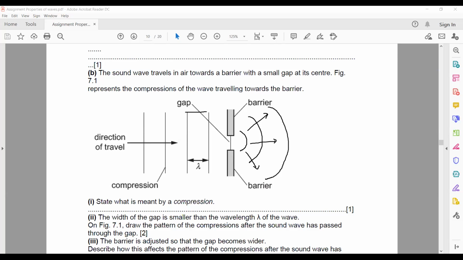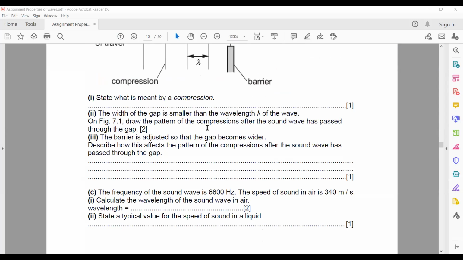The wavelength is 2 centimeter. In this example, the wavelength is, say, 3 centimeter and the gap is 2 centimeter. So you will show a curve which shows that there's a diffraction or greater diffraction. Maximum when they are exactly equal.